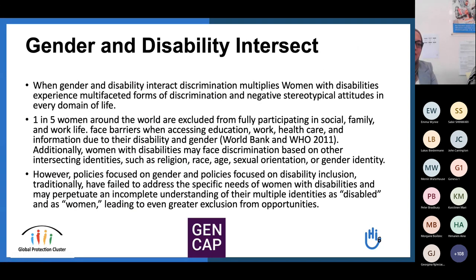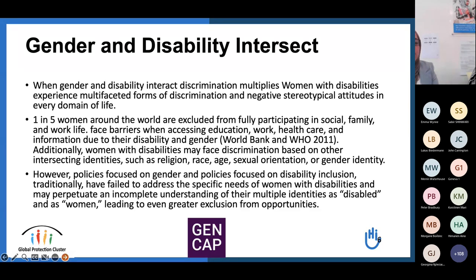Why are we putting more spotlight on gender and disability? When intersectionality comes with gender and disability, and the gender and disability interact, discrimination multiplies. Women with disabilities experience multifaceted forms of discrimination and negative stereotypical attitudes in every domain of life. As I mentioned, 1 in 5 women around the world are excluded from fully participating in society, family, and work life. They are facing more barriers compared with women without disabilities or compared with men.